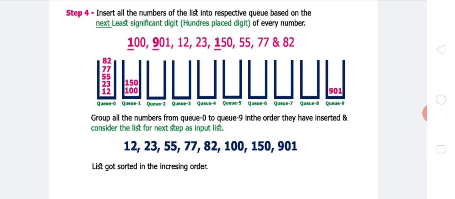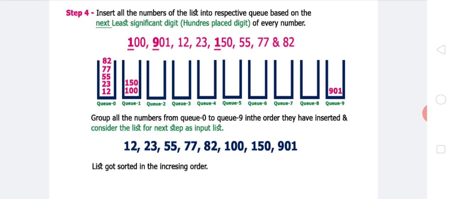Now remove all the elements one by one and place them from left to right. Group all the numbers from Q0 to Q9 in the order they were inserted and consider the list as the input list for the next step. The first is Q0, from Q0 we will remove the elements. First remove 12, then 23, then 55, then 77, then 82.